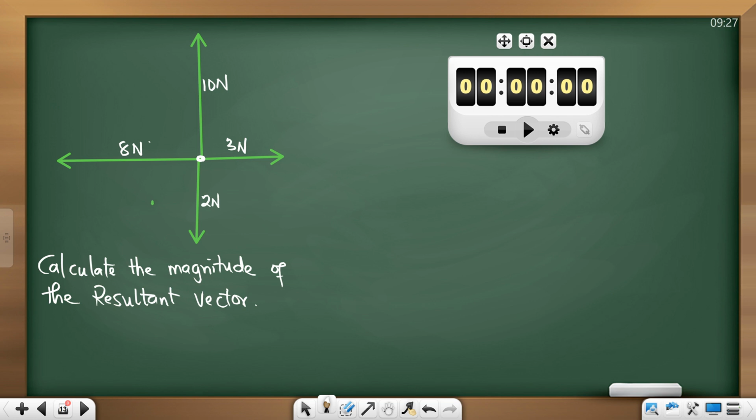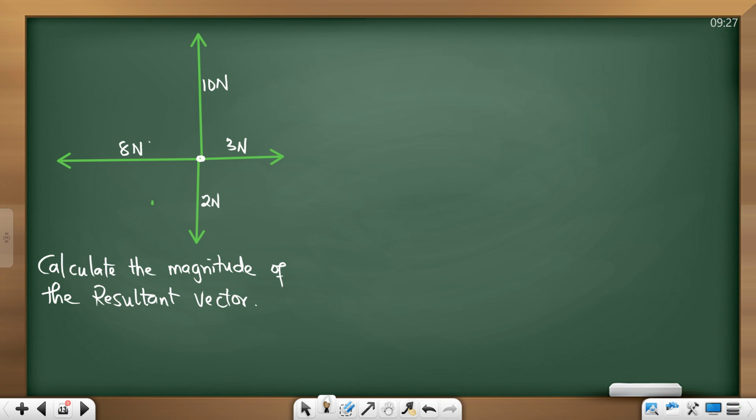All right. Okay, so we combine the verticals, right? So let's start by saying upward as positive. So Fy will be what? Positive 10 plus negative 2. Do we agree? Which gives us what? Positive 8.